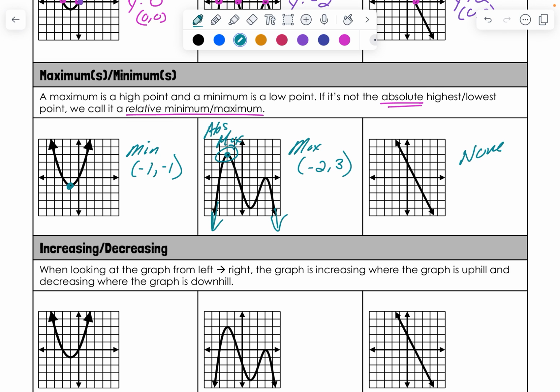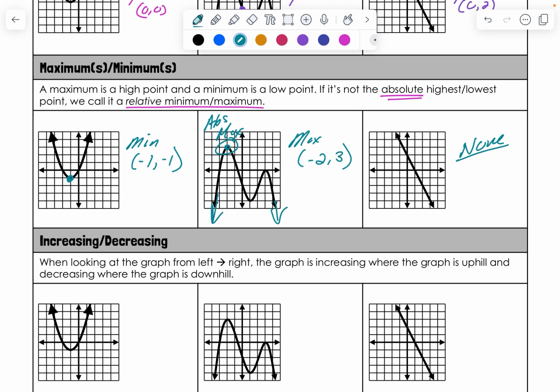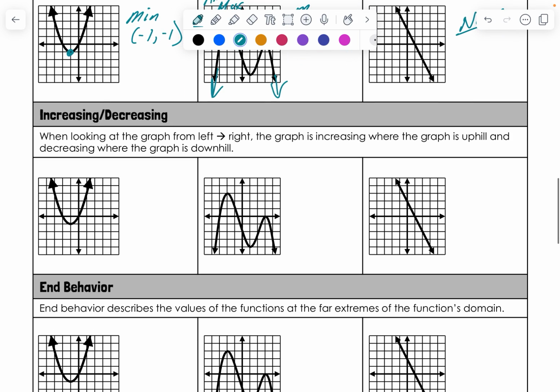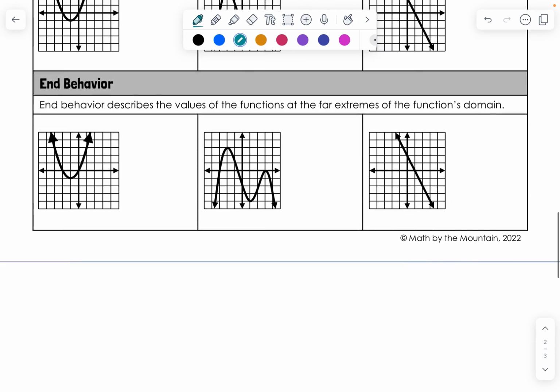Here, there's none. Okay, it just keeps going up, down, left, and right. There's no maximum or minimums. Okay. Yeah, this is the end.